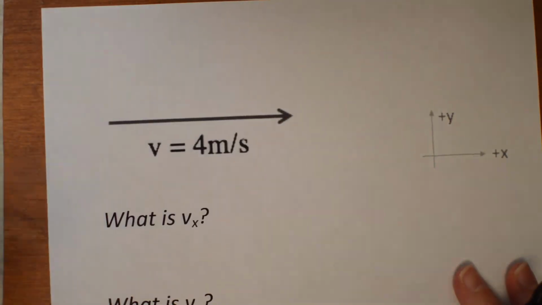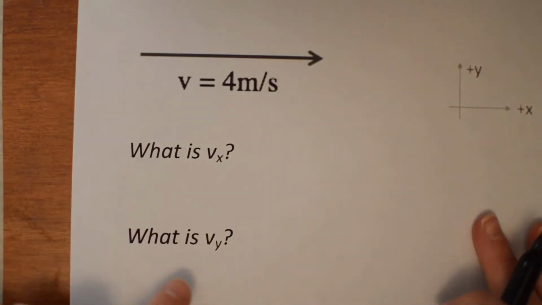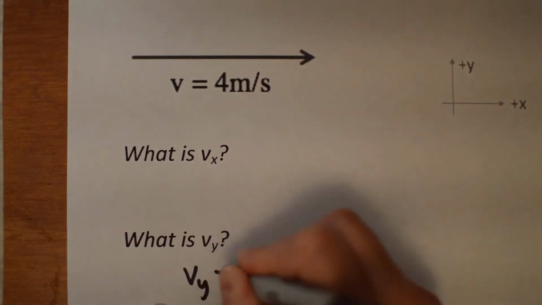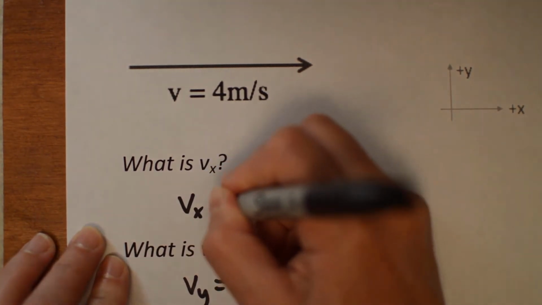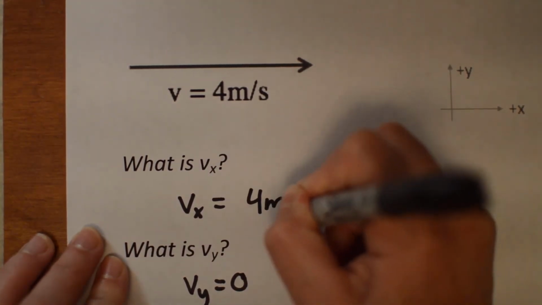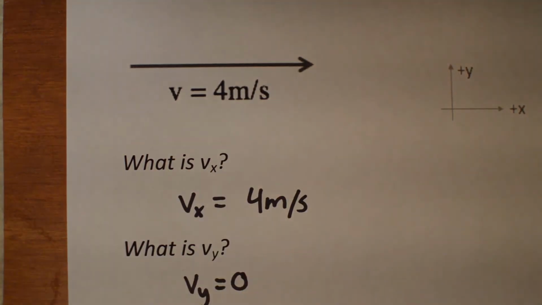A vector that's just horizontal. In this case, all of the vector is in x, so Vy will be 0, and Vx is going to be the full 4 meters per second. In this case, it's forwards. X is positive in the forward direction, so that's going to be a positive value.